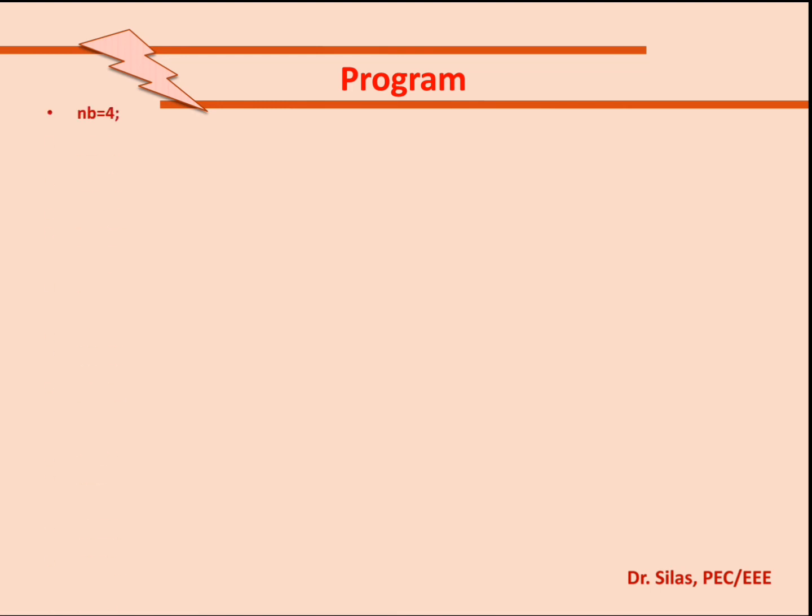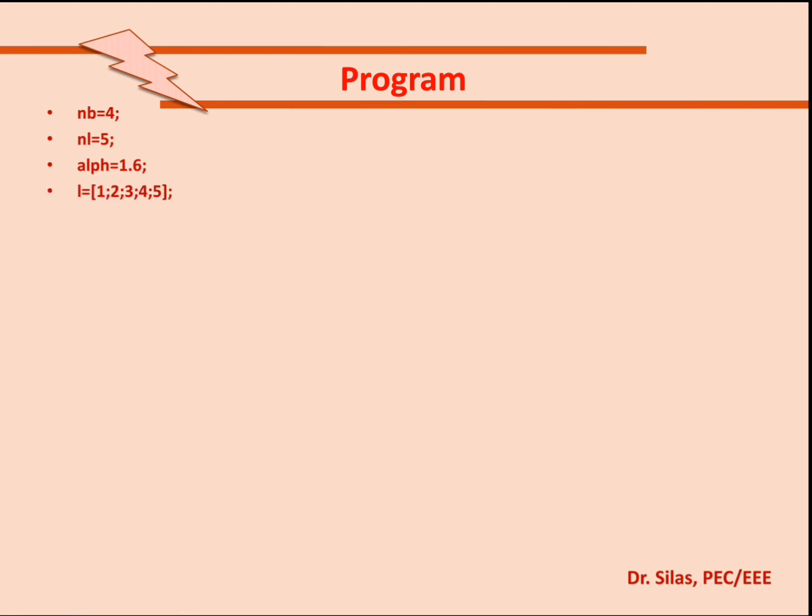First, NB is equal to 4. Number of buses is equal to 4. Number of lines is equal to 5 from the data we have taken. Alpha is considered to be 1.6. So, alpha is equal to 1.6.